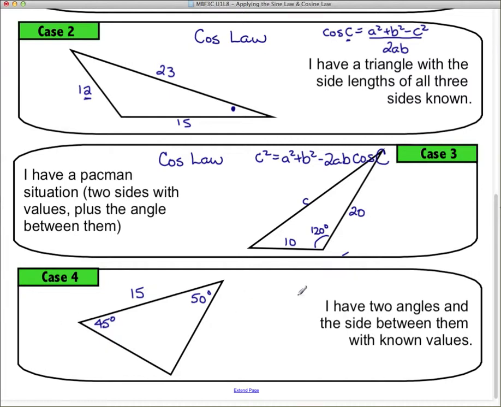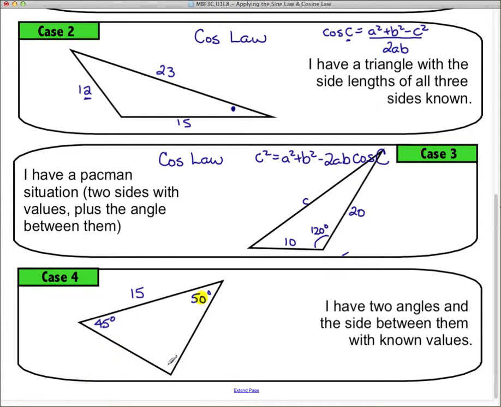Now, at first glance, this looks like it's nothing, because remember, sine law, I said we had to have a side angle pair with known values. Well, here, I don't have a side angle pair with known values. I've got a side, but I don't have the angle. Or I have this angle, and I don't have this side. So at first glance, it doesn't look right, but we know one other piece of information.